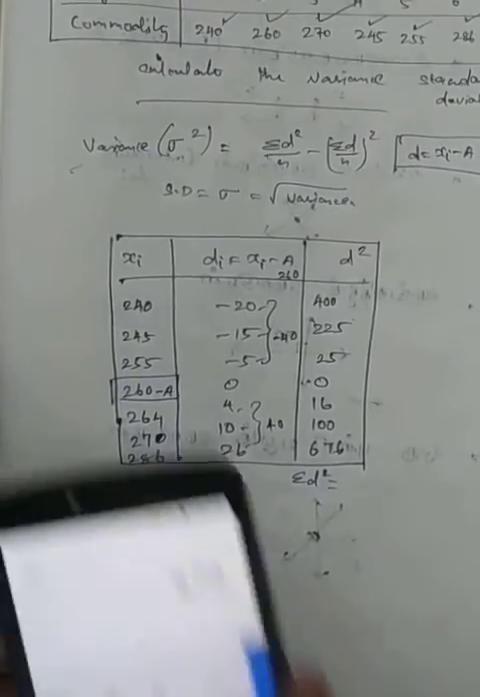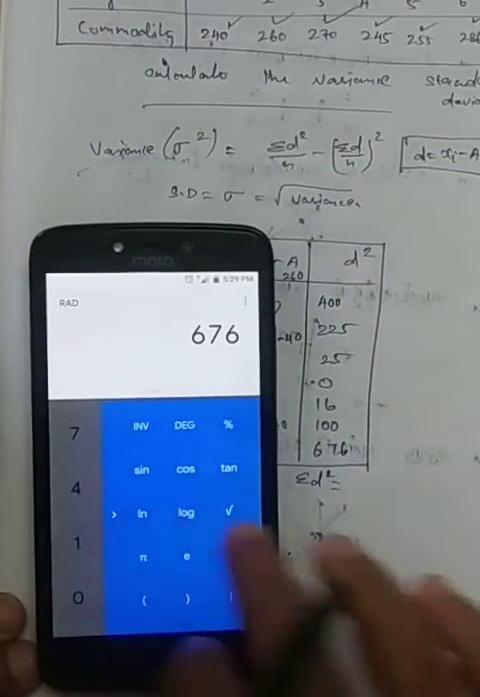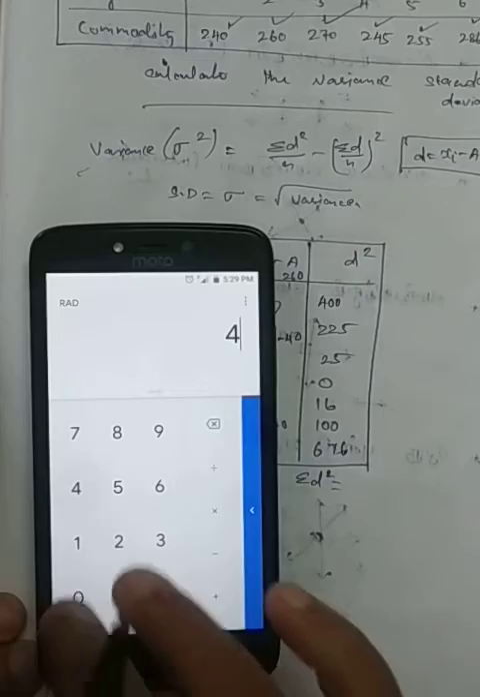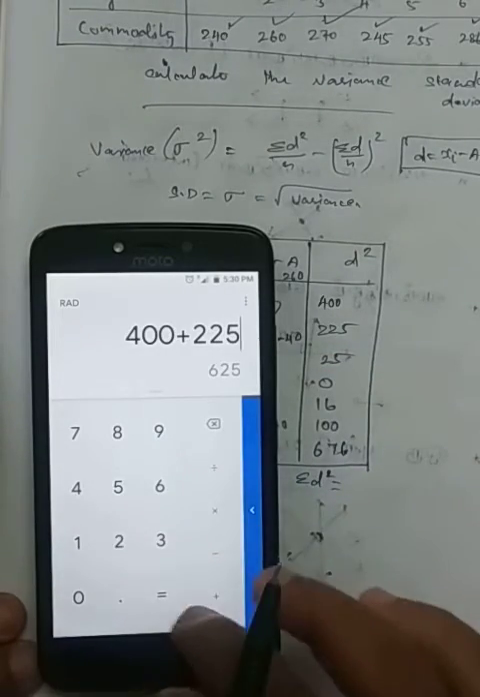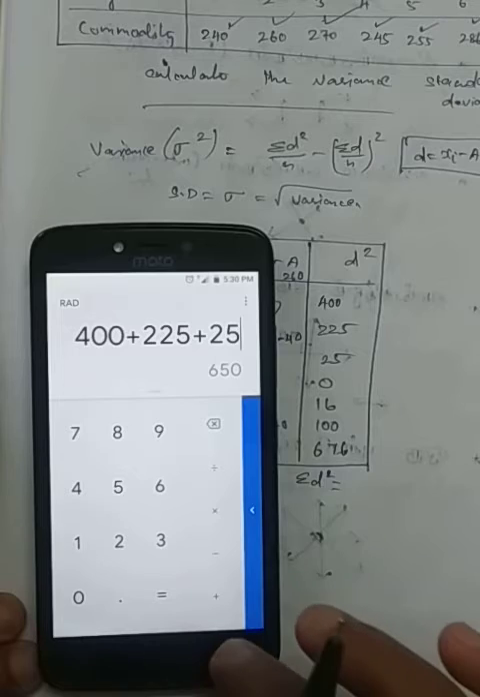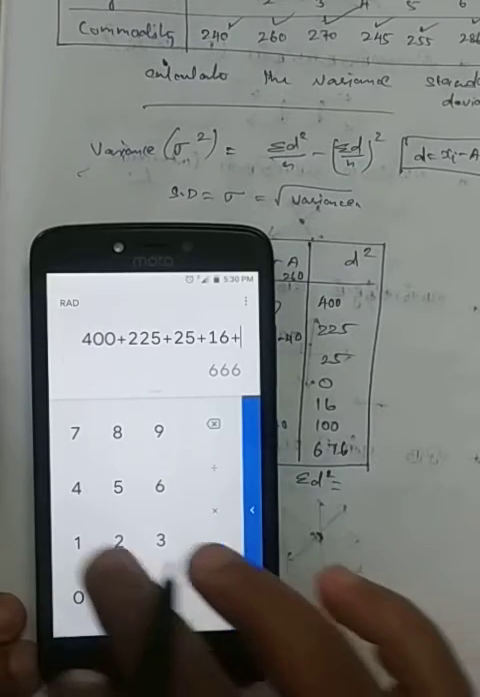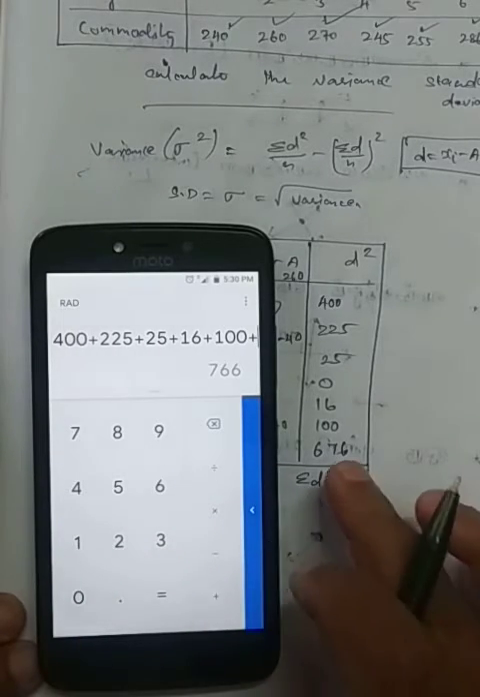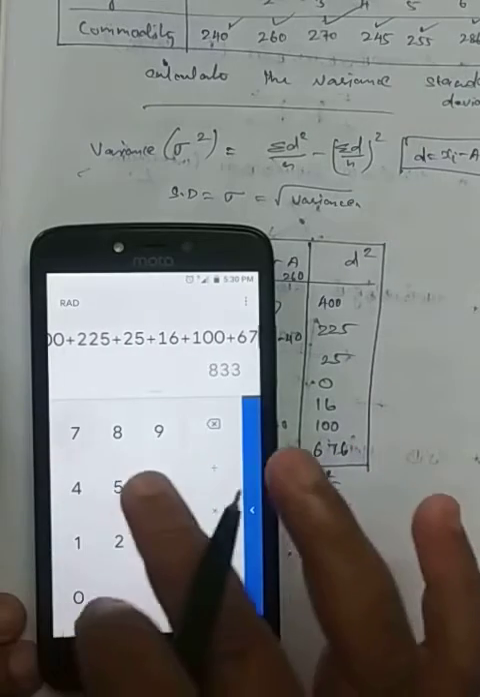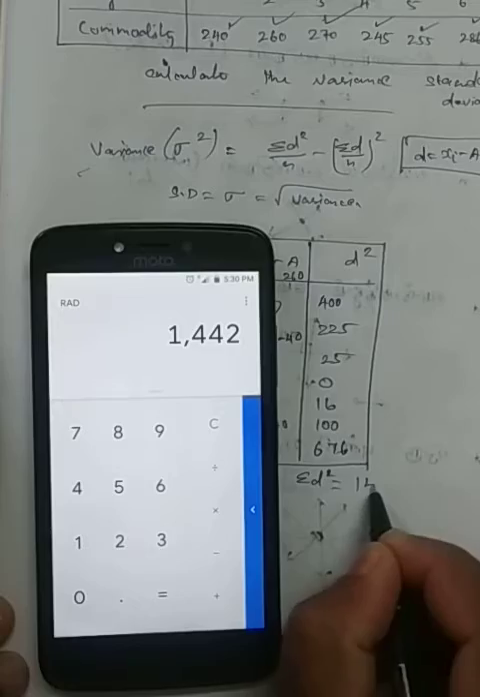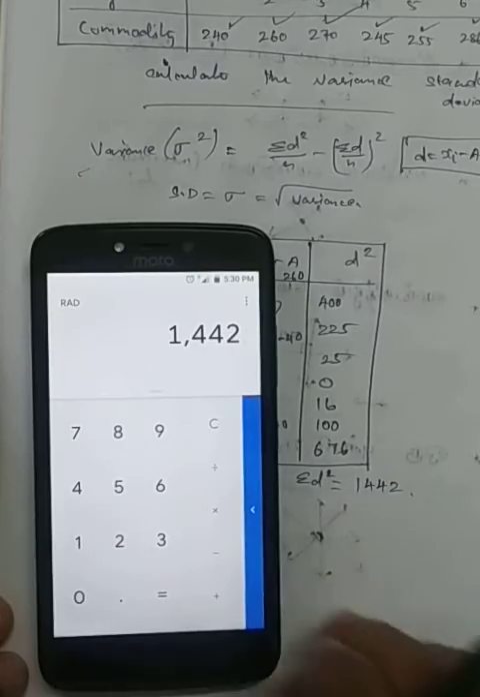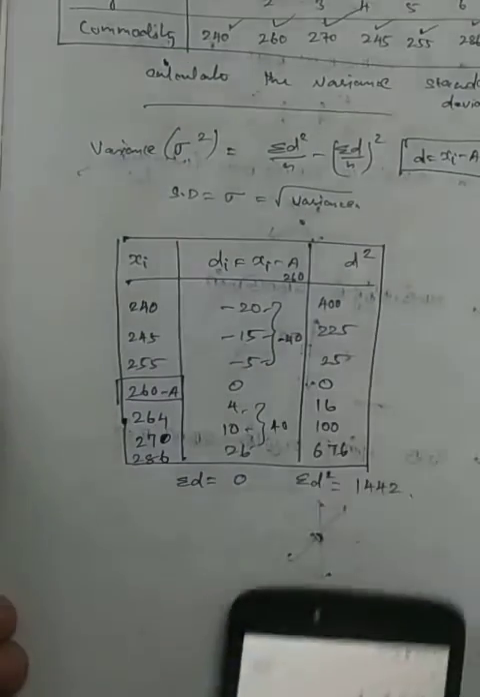Now we will find the sigma d square. So 400 plus 225 plus 25 plus 16 plus 100 plus 676, we are getting 1442. So this is the value of sigma d square.